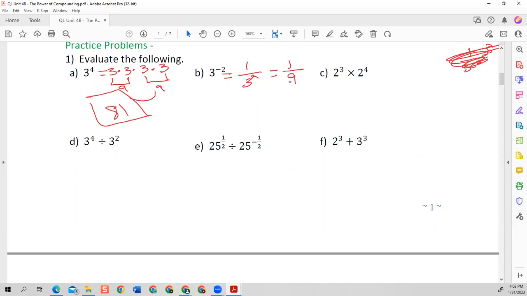Whenever we multiply like bases, a base is raised to some power. Okay, whenever we multiply like bases, we add the powers. So I have 2 and 2 for a base, so they're like. That means the power on this first 2, we're going to add it to the power on the second one. So now I got 2 raised to 3 plus 4, which is 7, so 2 to the 7th.